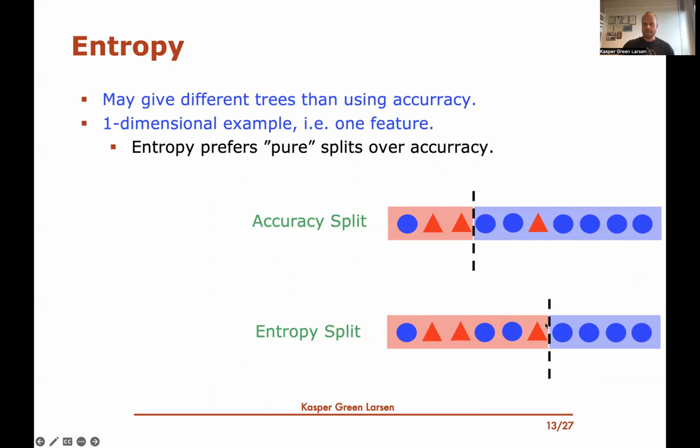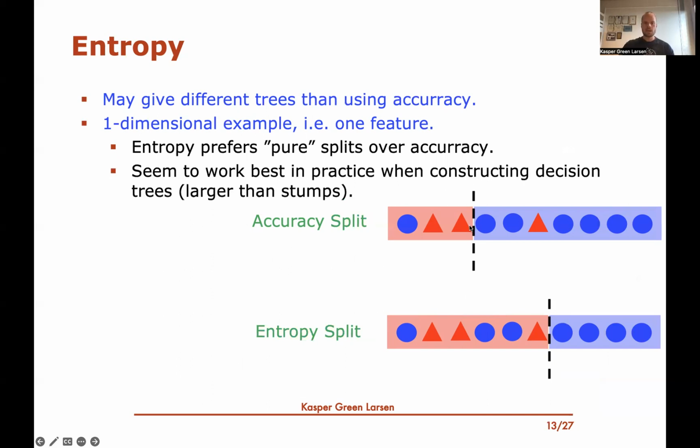So down here, I will make a split where one side becomes perfectly classified. And so this is kind of like what we would call a pure split. Right? And accuracy, well, of course, focuses on accuracy. And it seems, at least if you run these things in practice when you construct decision trees, in particular trees that are larger than just stumps, this splitting based on entropy actually seems to work better and give better results in practice.